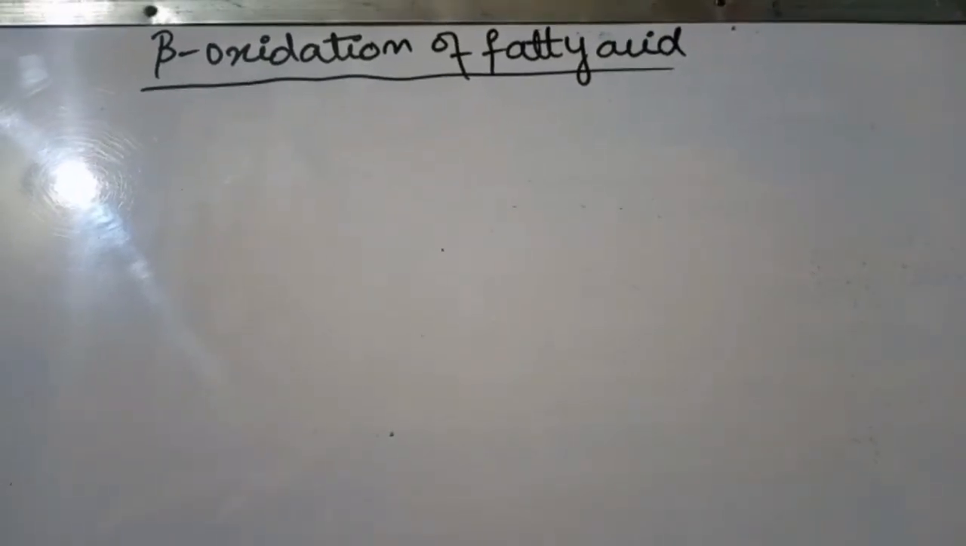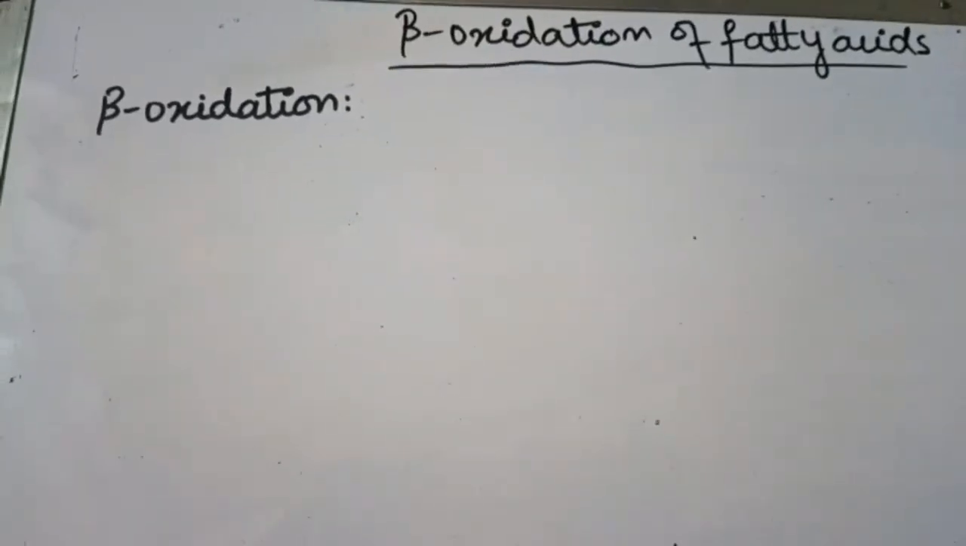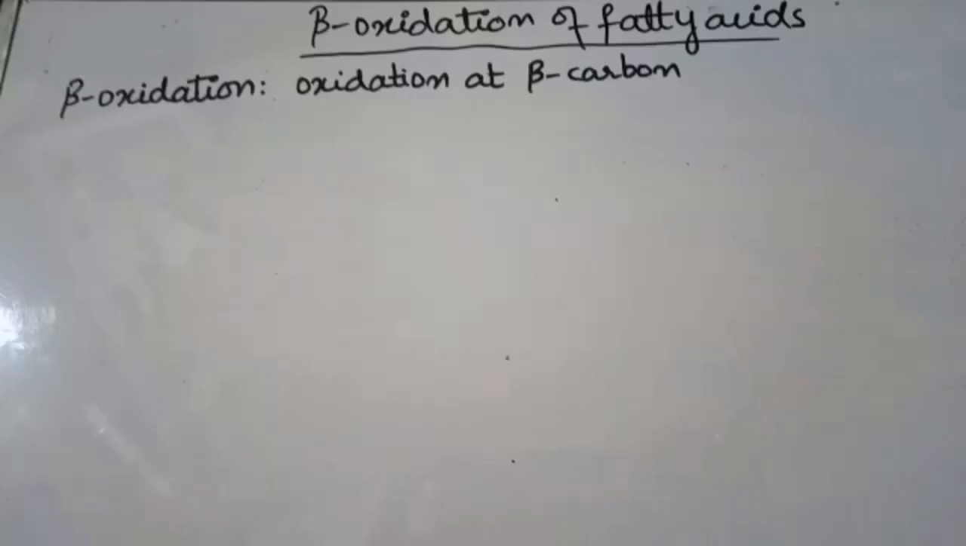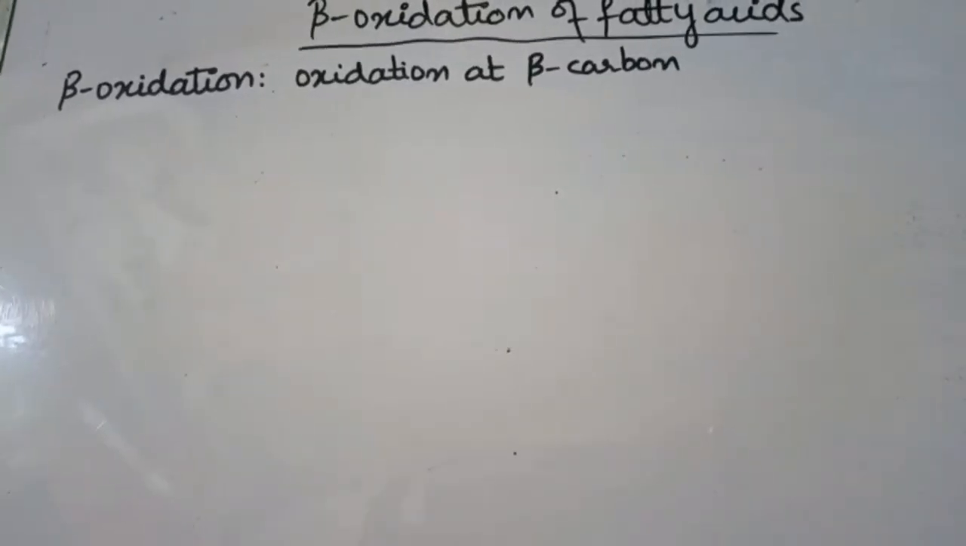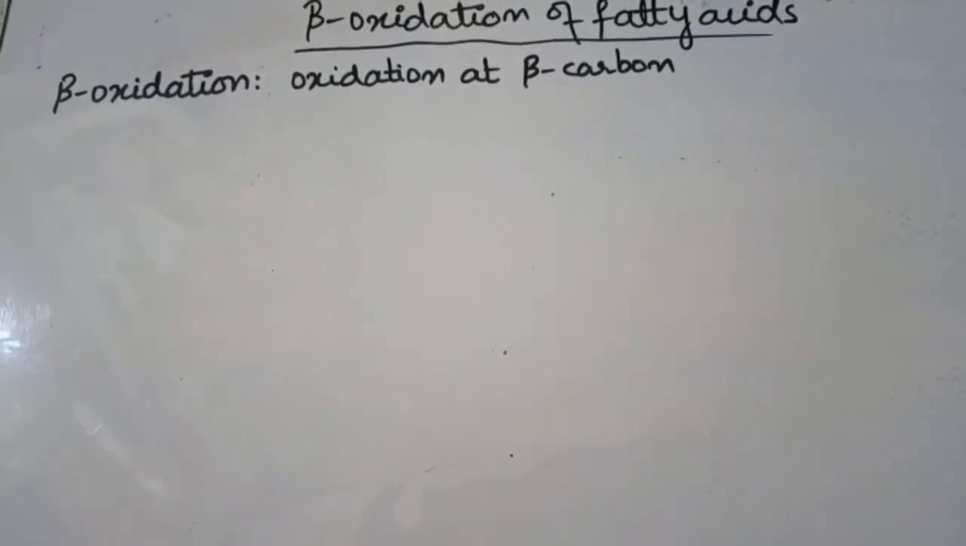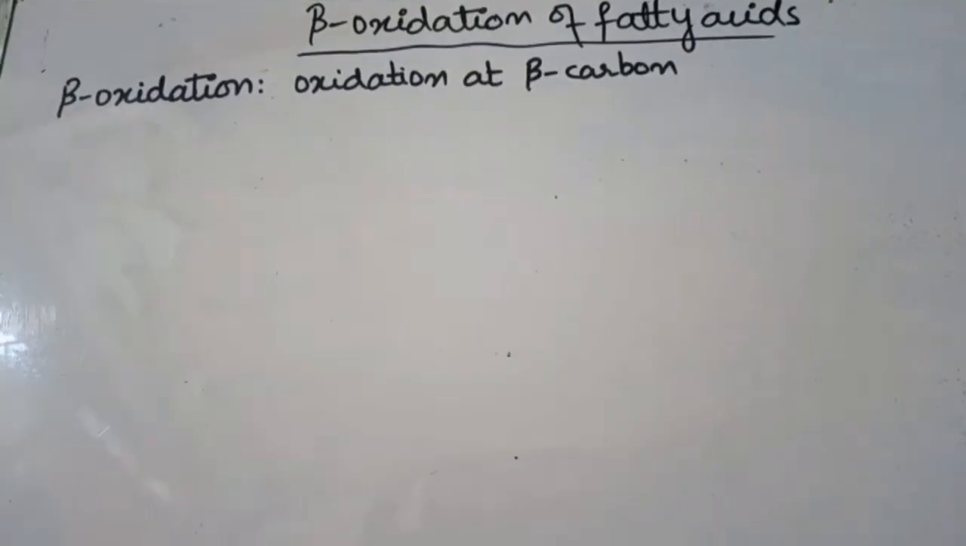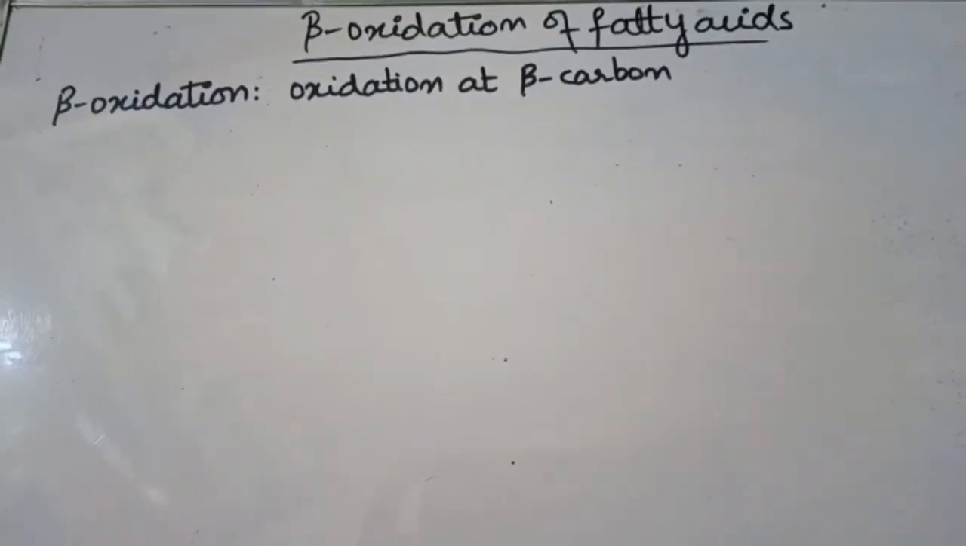Today our topic is beta oxidation of fatty acids. So first of all, we will discuss what is beta oxidation. Beta oxidation is simply oxidation of fatty acid at their beta carbons, right? It is beta oxidation of fatty acids.